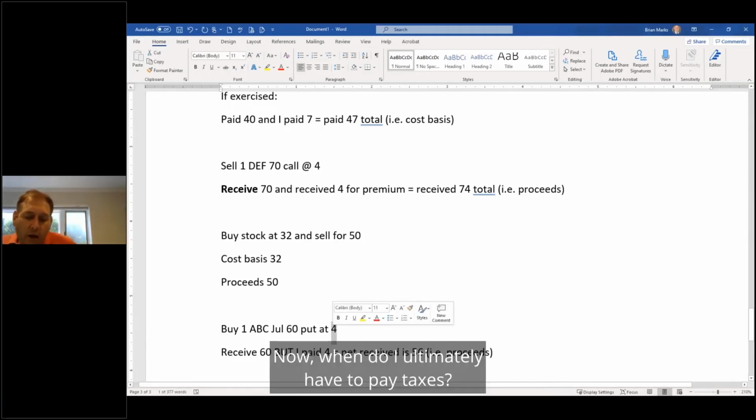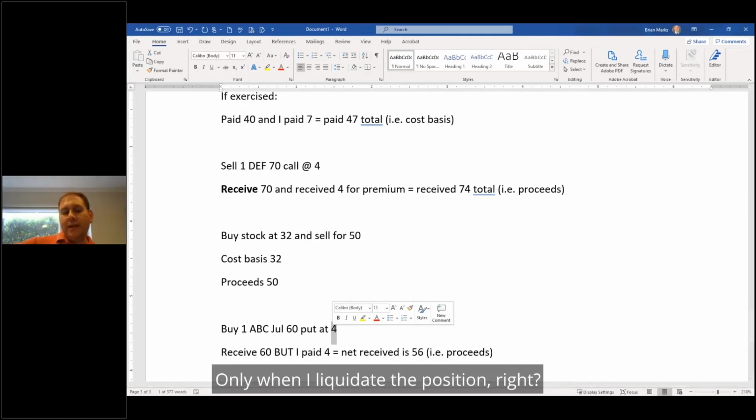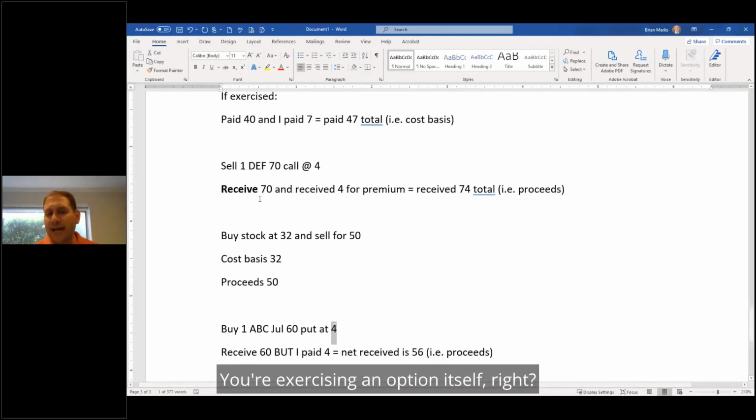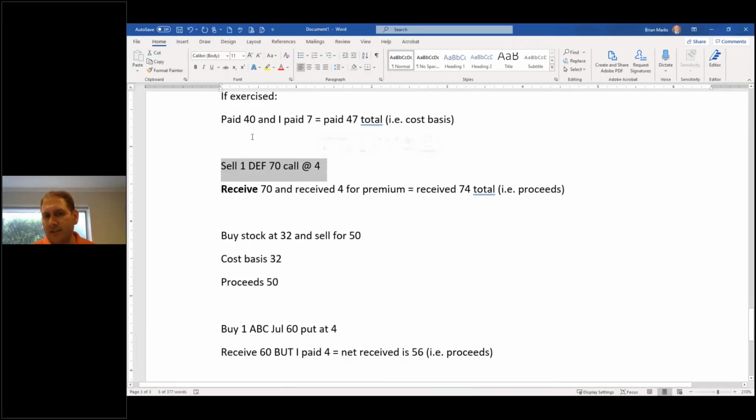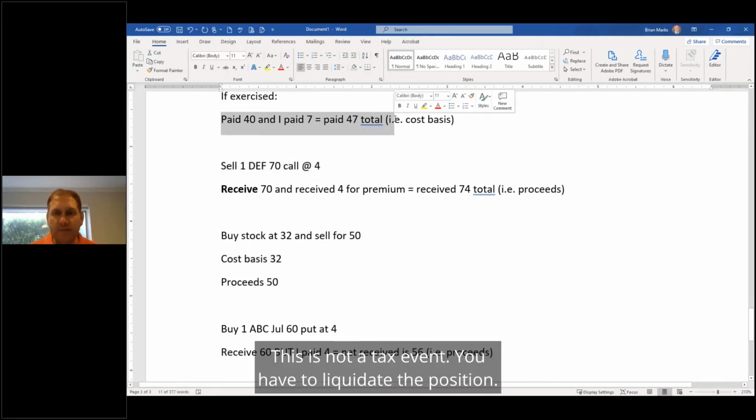Now, when do I ultimately have to pay taxes? Only when I liquidate the position, right? Just exercising an option itself, right? You see here, I had 2 transactions. I bought and I sold. This is a tax event. This is not a tax event. This is not a tax event. You have to liquidate the position.